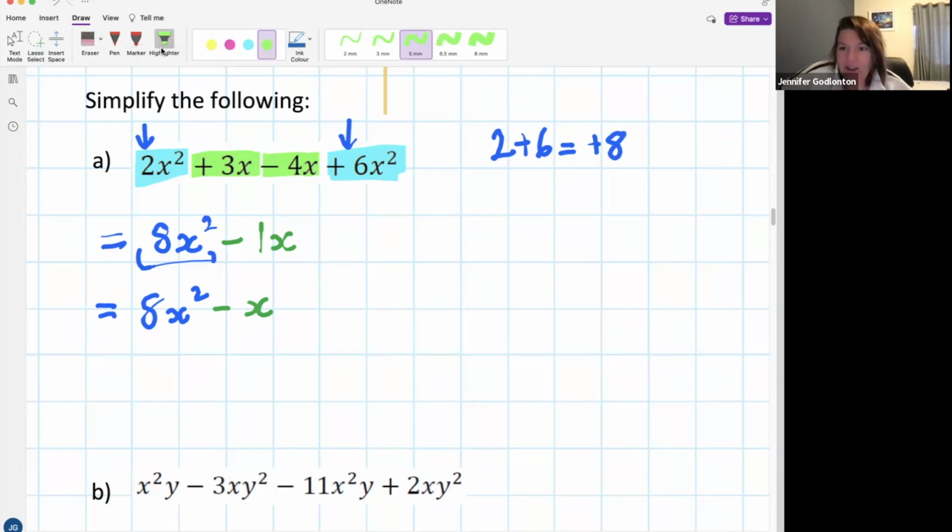Okay, so let's have a look. Exactly, 4 terms is a polynomial. You guys are so smart. Okay, so I've got x squared y over here, and then I've got minus 11x squared y over there, and I've got negative 3xy squared, and I've got plus 2xy squared.